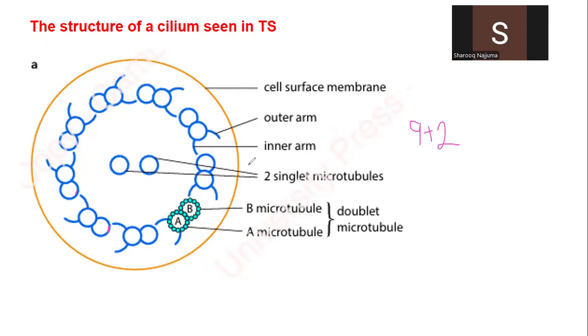Now remember that a cilium is a cell structure. It is surrounded by a cell surface membrane. Remember, if this is a cell, and maybe this is a cilium, it's an extension of the cell surface membrane, meaning those different parts of a cilium are found inside a cell surface membrane. That's why you see here we have a cell surface membrane.